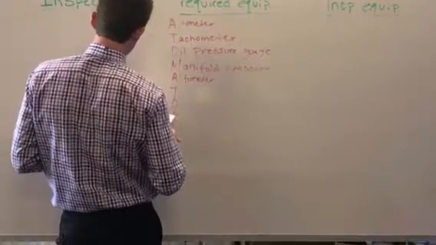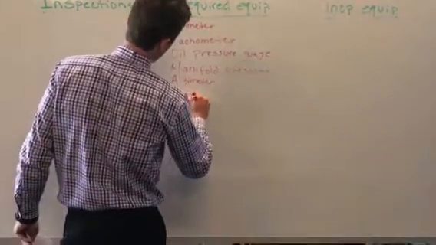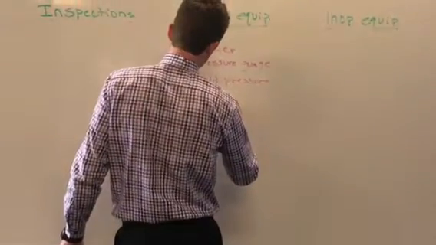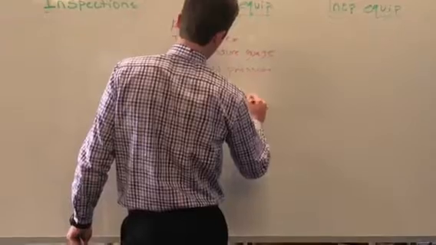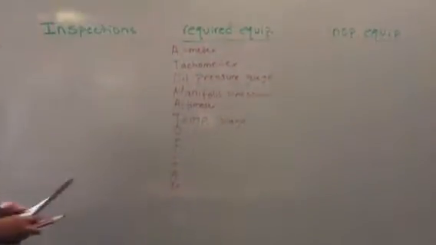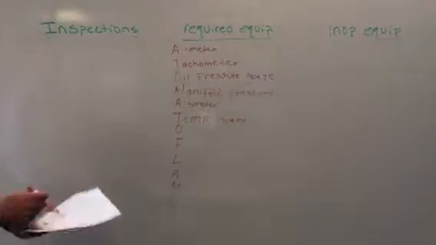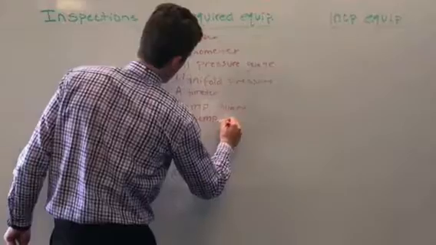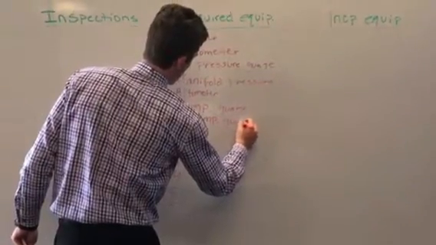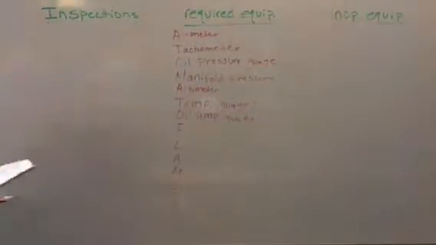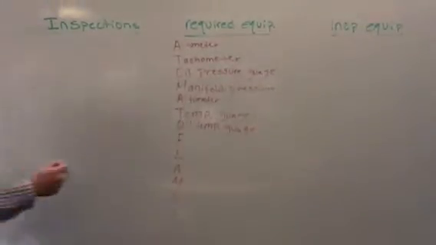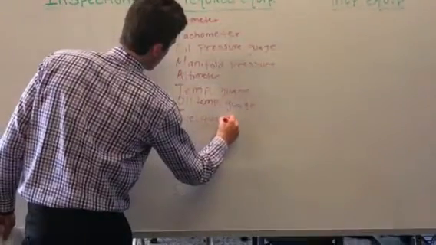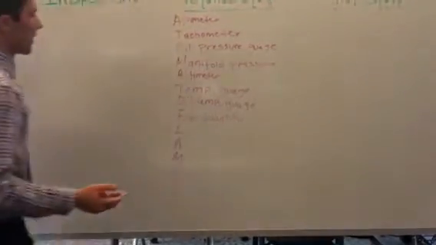Let's see what else here: a temperature gauge for each liquid-cooled engine, or for all liquid coolants. We have our oil pressure and oil temperature gauge as well. For our fuel, we need a fuel quantity indicator for both tanks, both wing tanks.